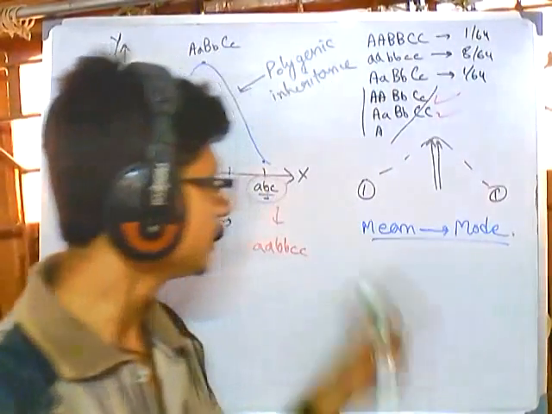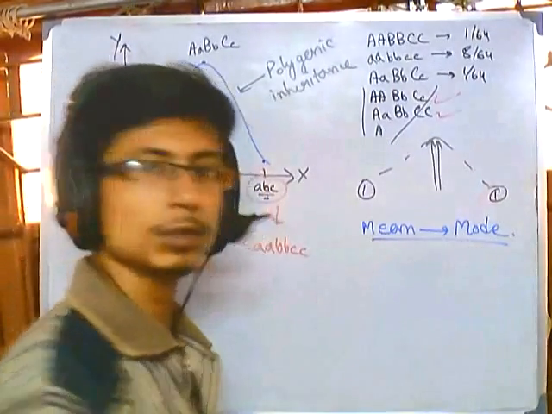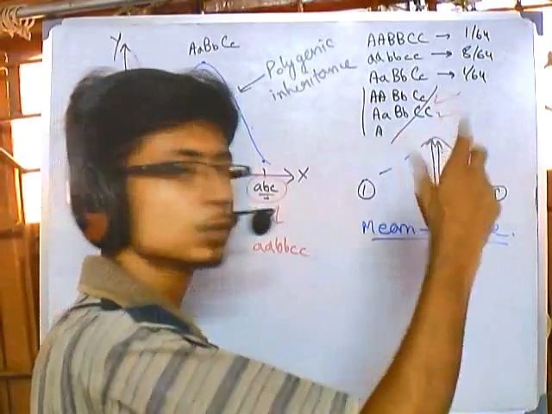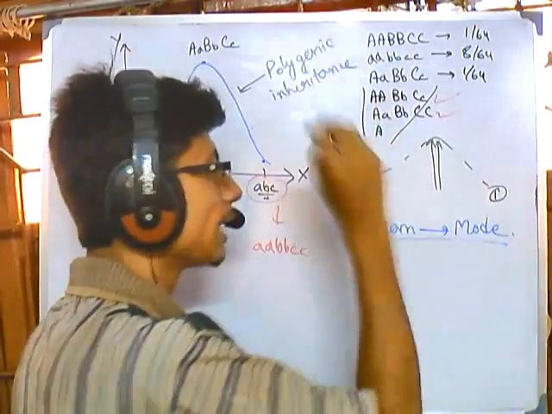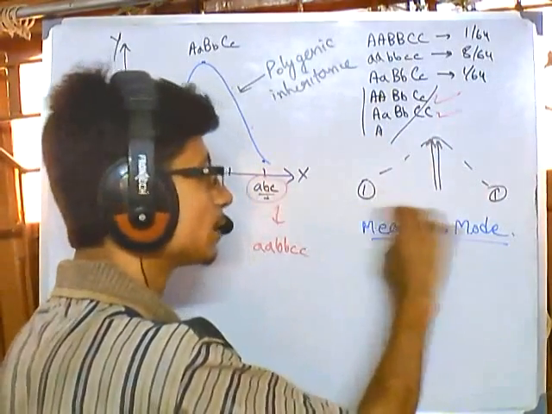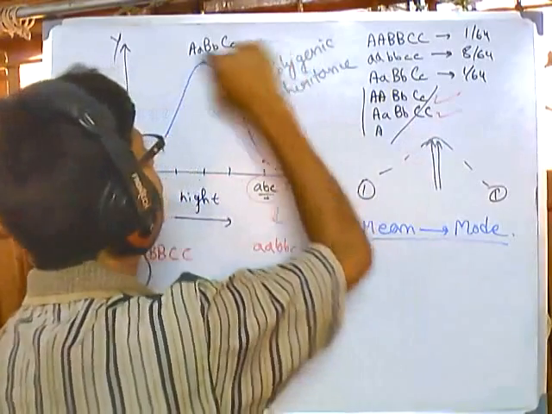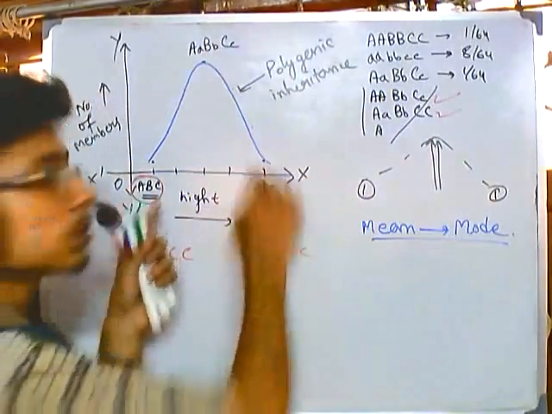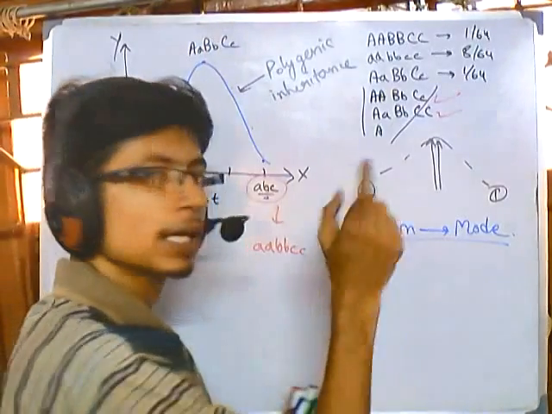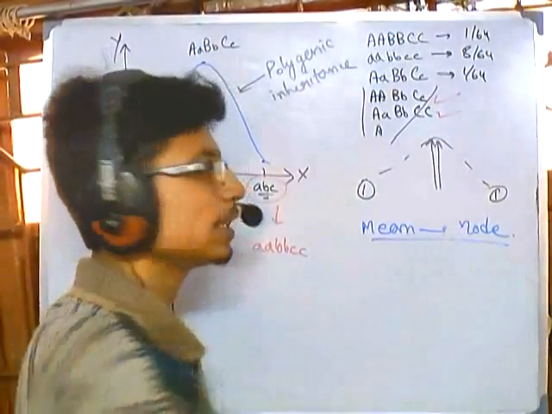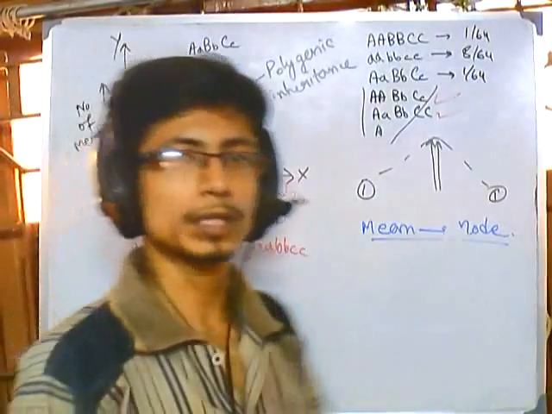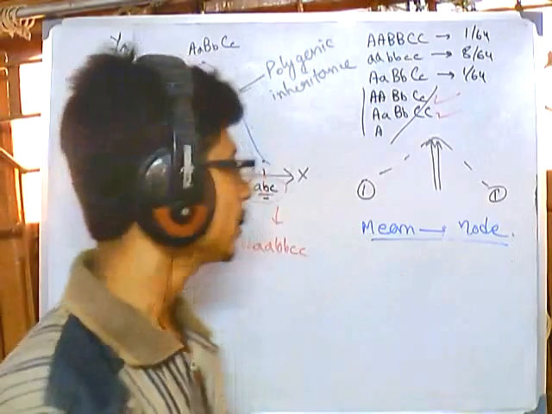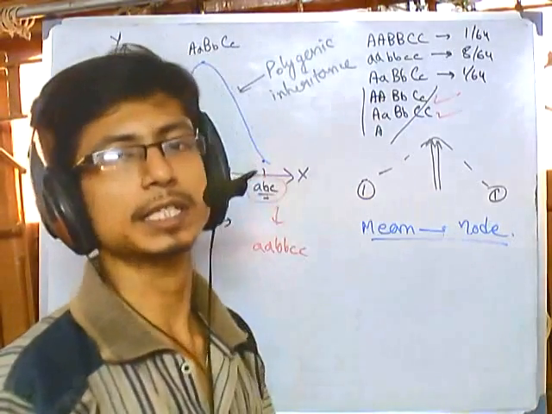If you don't know what the mean value and mode value are: the mean is the arithmetic mean, so include all of them and divide, and you get the mean. Mode value means the highest number. This is not a mean value, that means the mean position. So here the mean is this, because this is the average of all of these. This average coincides with the mode value. Mode means the frequency which is present the most abundantly. It is similar in the case of polygenic inheritance.